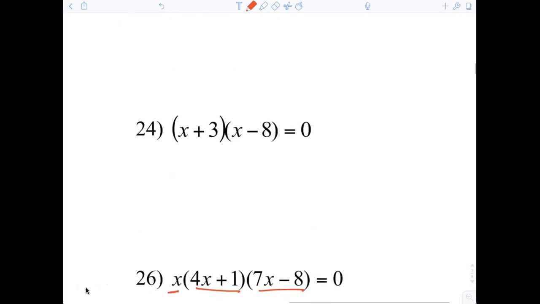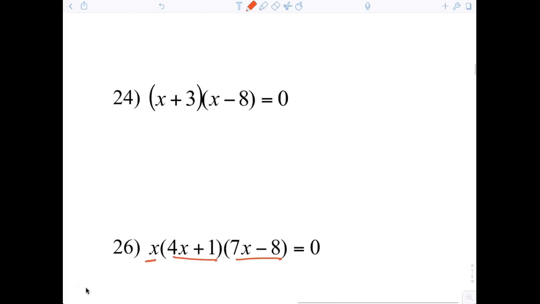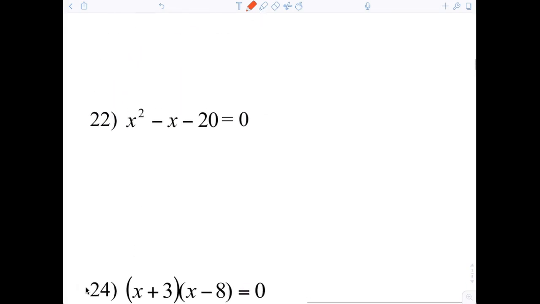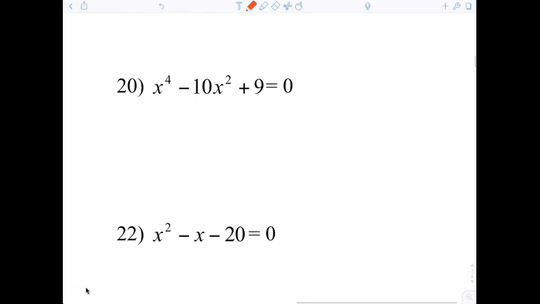All right. 24, that's super what? Come on, stay with me. In a minute, I'm going to let you go. 24 is super easy. 22, easy. Uh-oh. 20. How many solutions? 4. There are 4 solutions here.